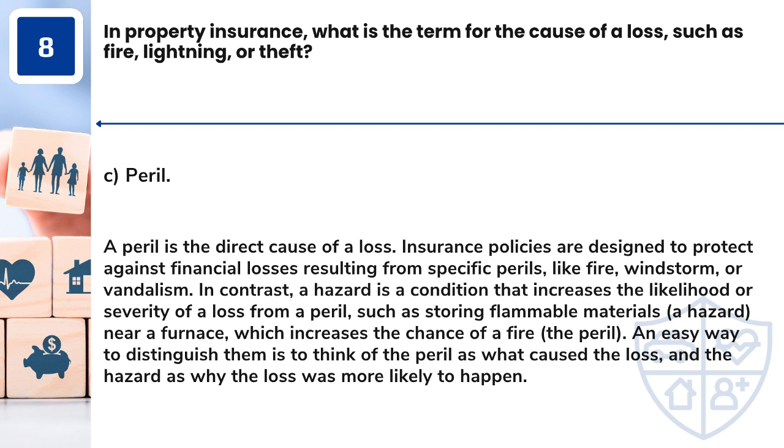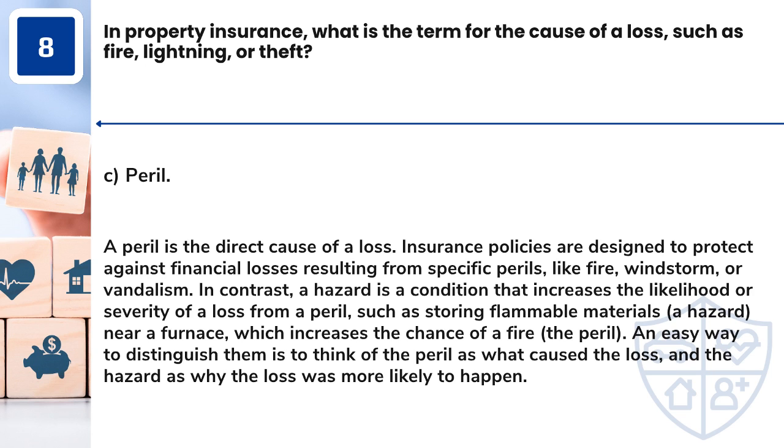Answer: C. Peril. A peril is the direct cause of a loss. Insurance policies are designed to protect against financial losses resulting from specific perils, like fire, windstorm, or vandalism. In contrast, a hazard is a condition that increases the likelihood or severity of a loss from a peril, such as storing flammable materials, a hazard, near a furnace, which increases the chance of a fire, the peril.